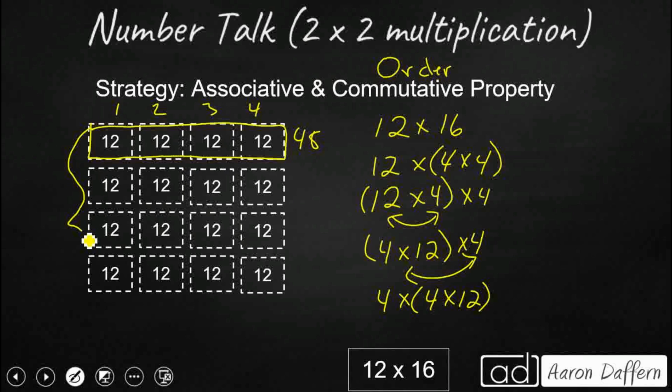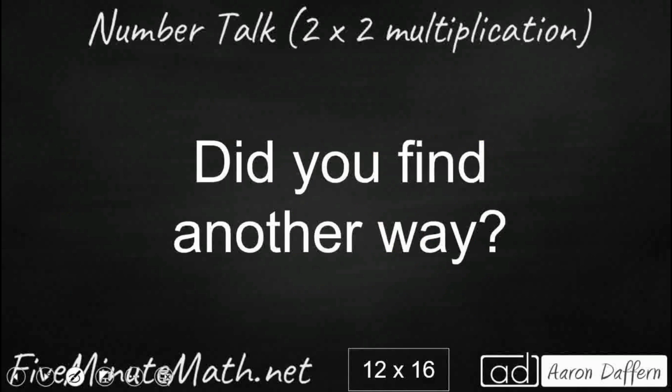And I've got 4 groups of 4 groups of 12. And that's going to just skip count by 48. So that's 96, 144. And as always, ending up as 192.